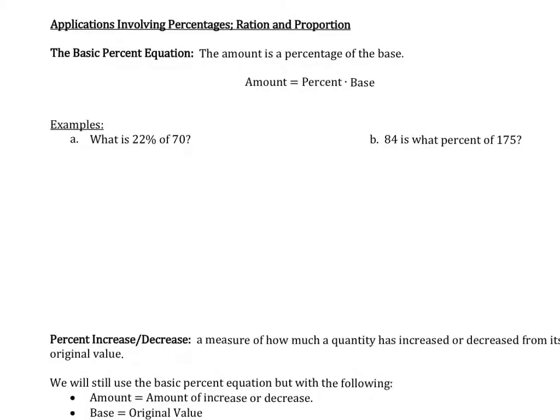In this video, we're going to talk about applications involving percentages and ratio and proportions. And I actually see a little error here. In the title of this section, we have "ration." It should actually be ratio and proportion. So that should not be an "n" in there.